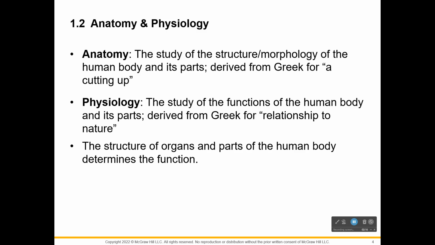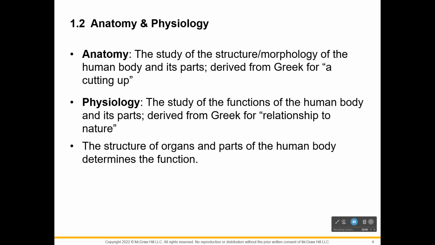Physiology is how those parts function. Usually that's the harder part of anatomy, because it's looking at the chemistry and the physics of the thing. Anatomy is more memorization, where physiology is more understanding. And so I hope to help you with both of those in this course.